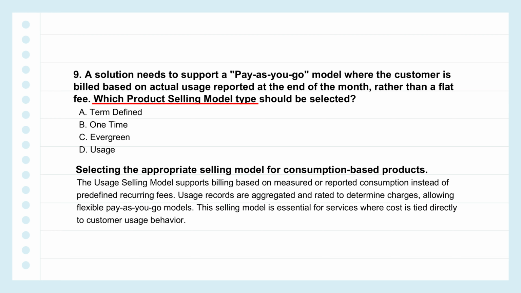Which product setting makes that possible? You have to select the usage product selling model type. This fundamentally changes the billing behavior. Usage models are totally different from, say, term-defined or evergreen models because the calculation relies on external consumption records. You have to ingest metering data. It's not based on a price and quantity set at the time of the sale. Not at all. Okay, that defines how we calculate what's owed.